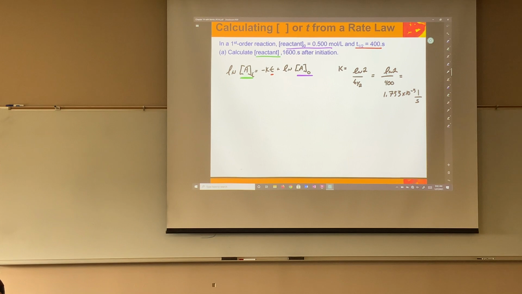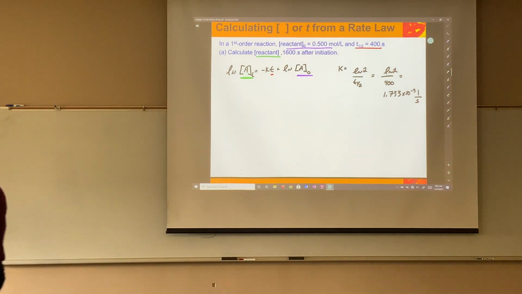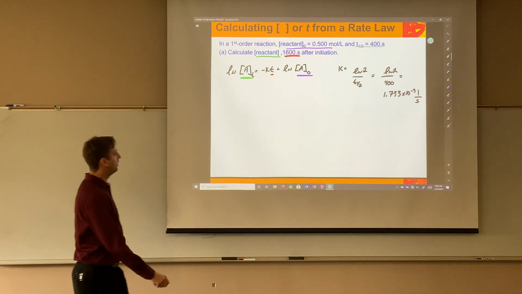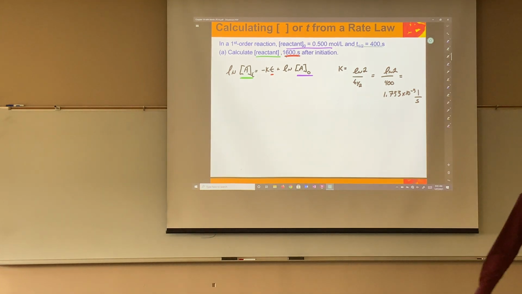For the red one, why are we putting in the half-life instead of the time it's asking for? Oh, I'm sorry, you're absolutely correct, I underlined the wrong one here. Thank you for pointing that out. Sorry about that, good call. Cool. Now can you guys plug in the rest of it? We got K, we got the correct T now, and we've got our initial concentration.